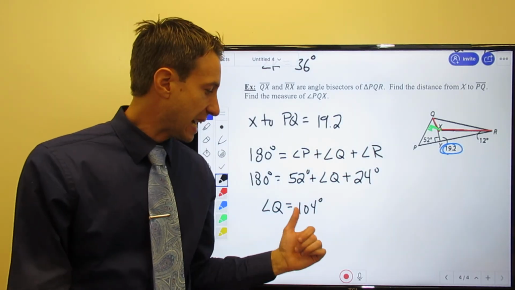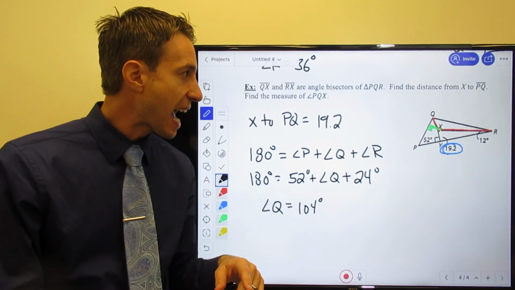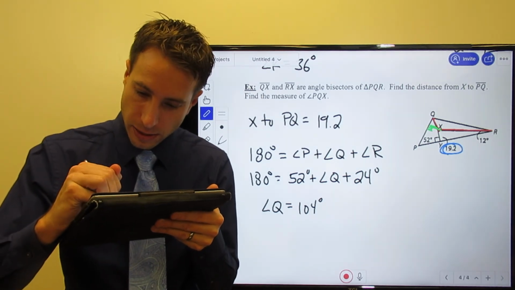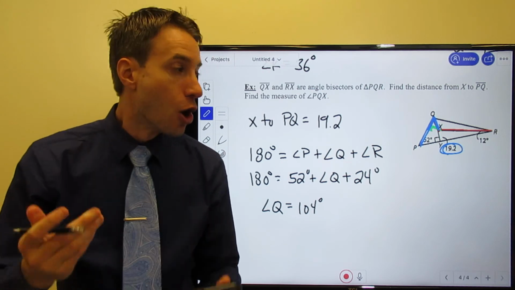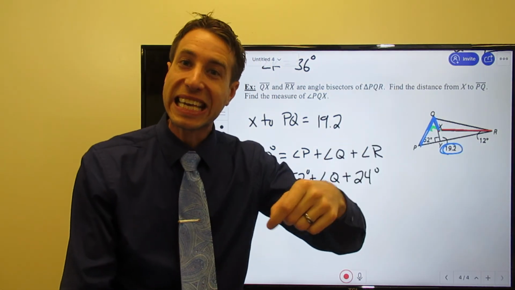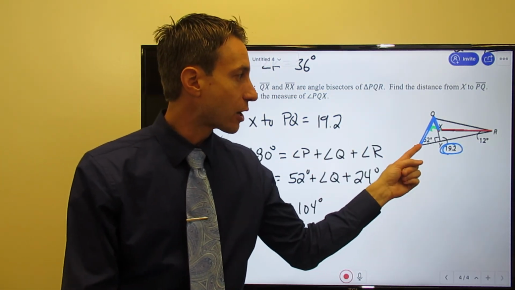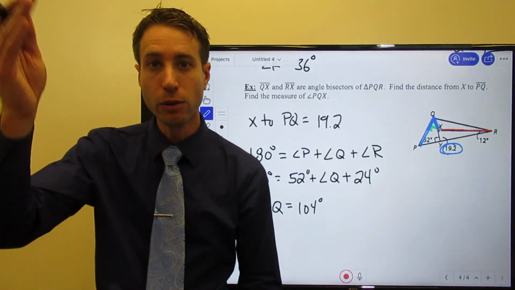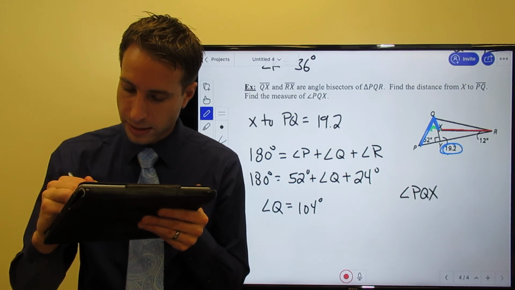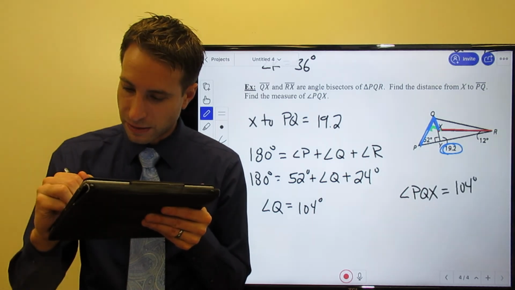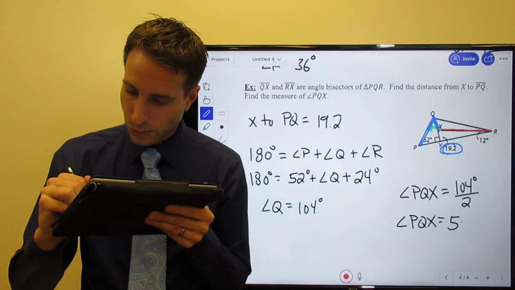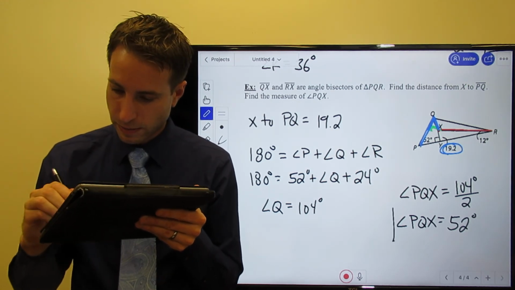Okay, now I didn't ask you for angle Q. I asked you for angle PQX, right? So I asked you for just this little sliver right there. Well, you know that QX is an angle bisector, right? So it splits angle Q in half. So how do you find angle PQX? Well, take angle Q and divide it in half. Angle PQX is equal to 104 divided by 2, which is equal to 52 degrees.